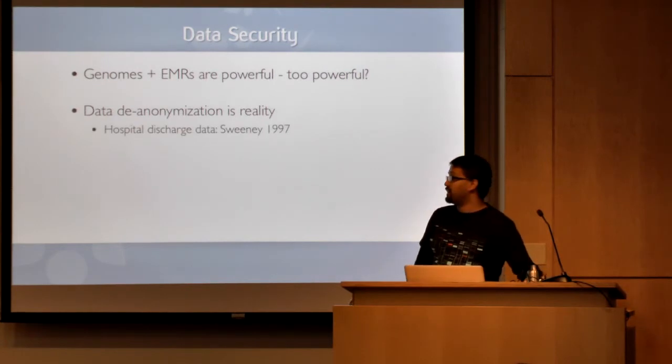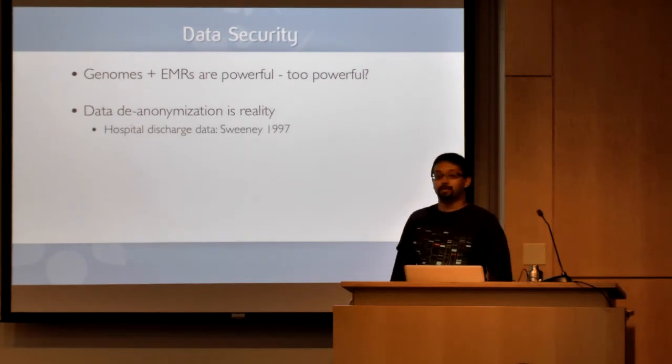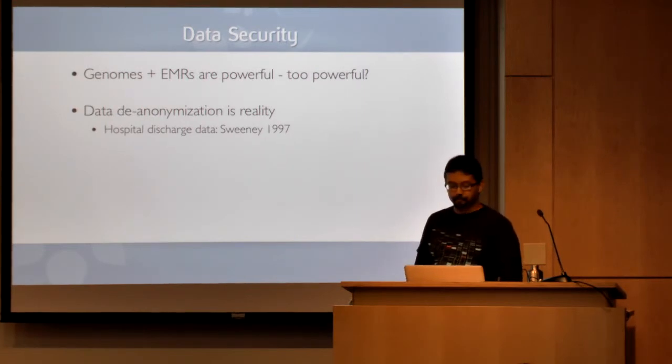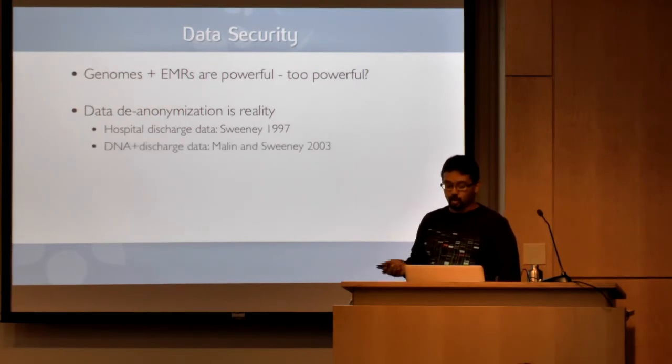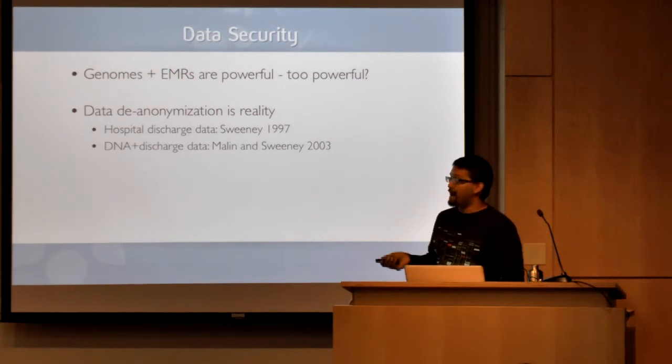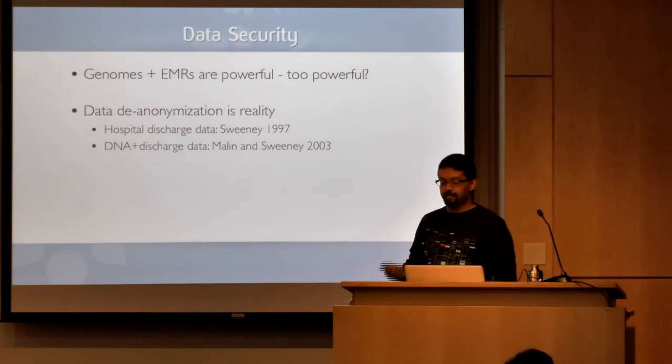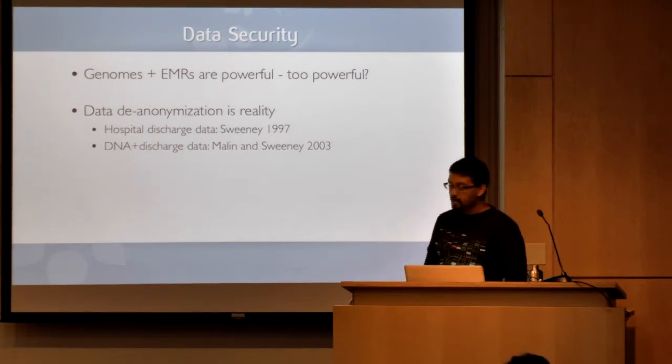As far back as 1997, a researcher was able to use hospital discharge data, which is required by state boards of health to be public, to de-anonymize who had particular conditions and combine that with public data in order to trace them back. That same researcher, along with a collaborator, was able to combine the discharge data along with genetic testing and actually de-anonymize the results of patients' genetic tests.